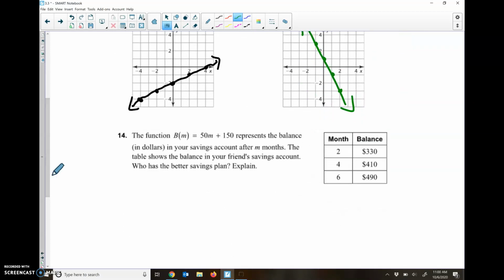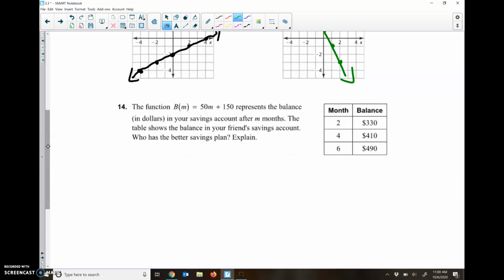Here, the function b of m is 50m plus 150 and represents the balance in dollars after m months. The table shows your balance in your friend's savings account. Who has the better savings plan? All right, so the table shows the balance in your friend's account. So this is your friend's account, and this one's yours.